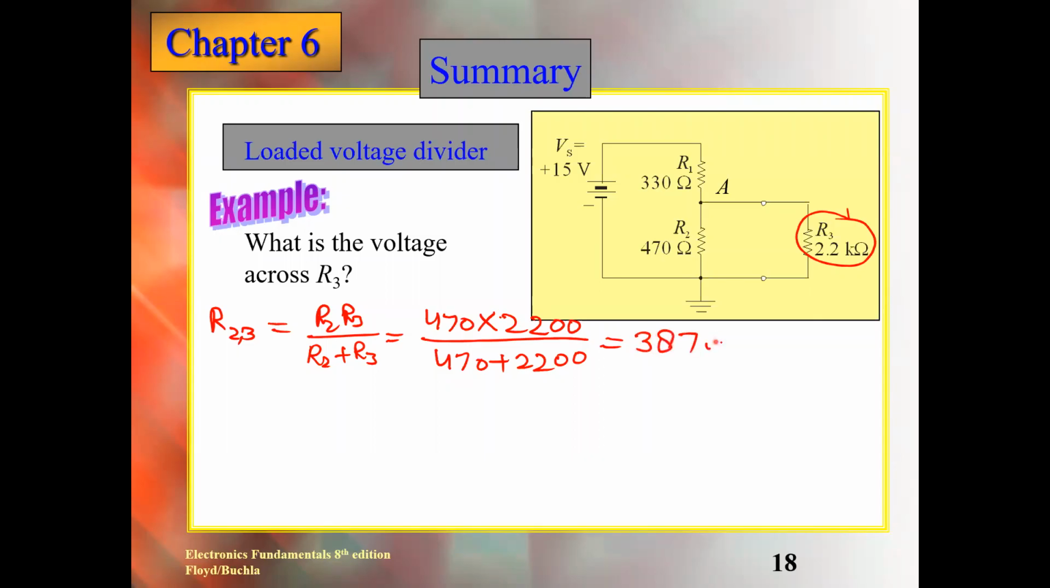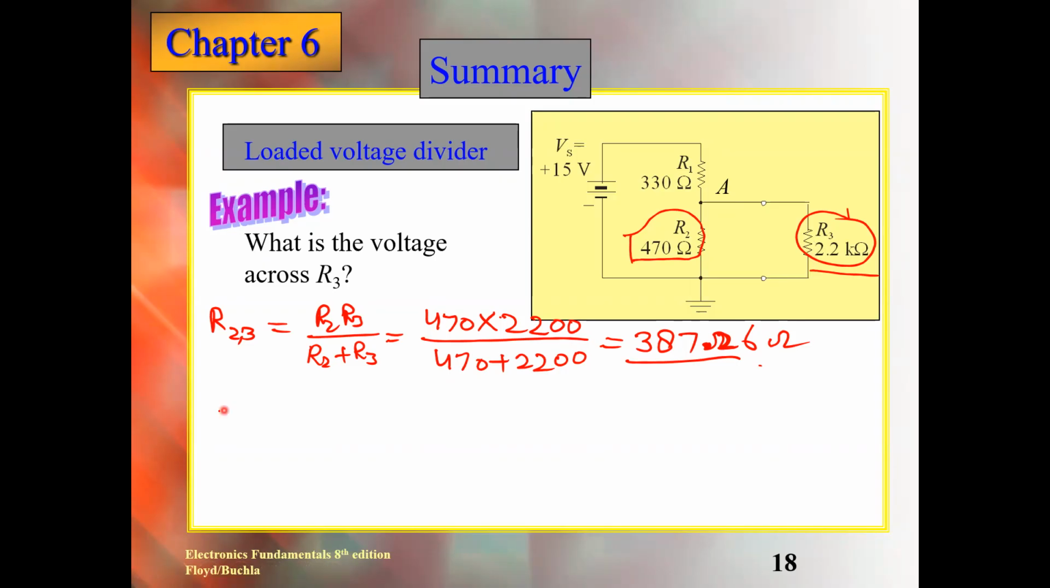387.26 Ohms. Okay, you know your answer is correct. How can we check it? Which is the minimum resistance here? 470. Yeah, and your answer is less than this one. Do you remember that concept I told you? Yes. Okay, it should be less than the least resistance in the combination.